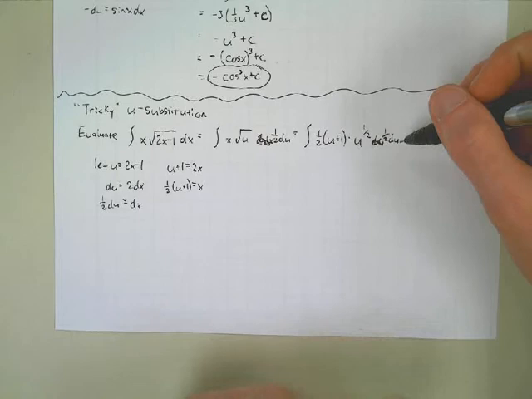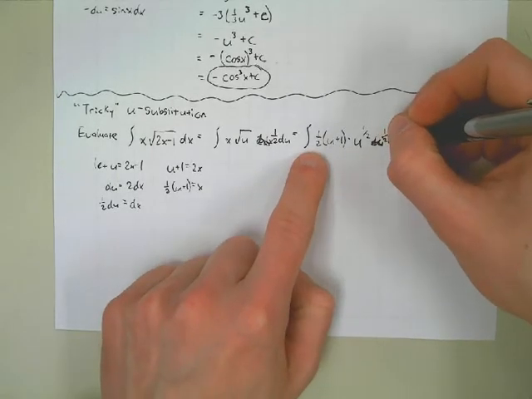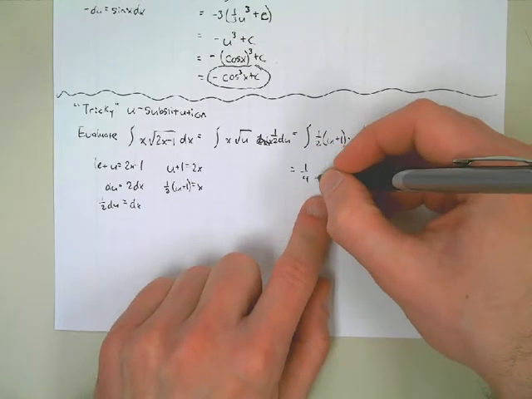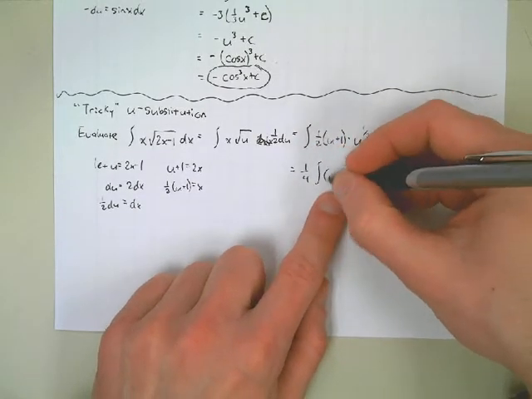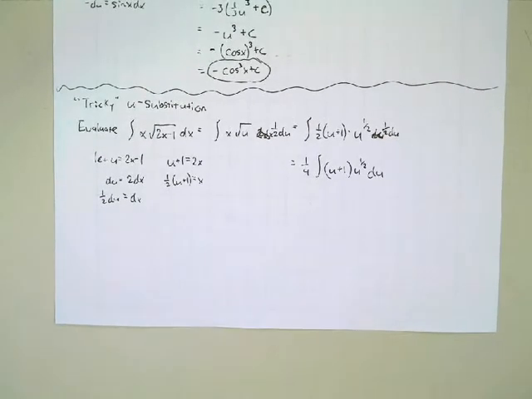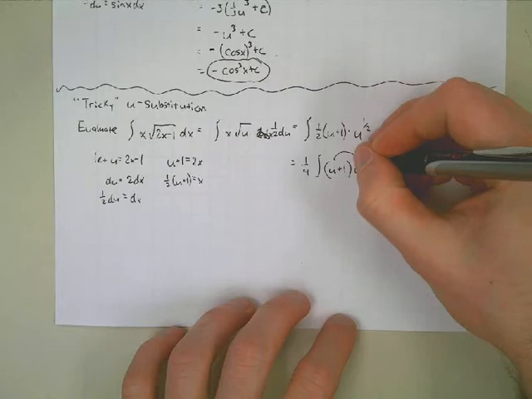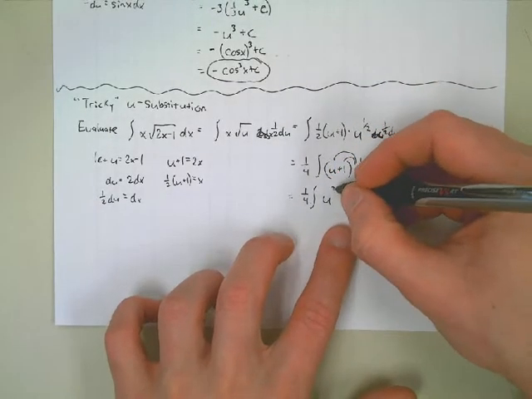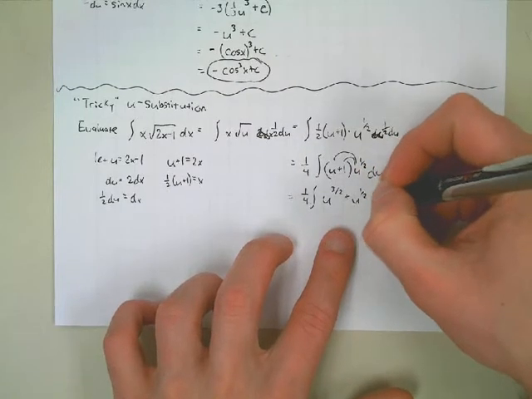Since these 1/2s are all being multiplied together, let's make that 1/4 and pull it out front since it's just a constant, or coefficient. That leaves u plus 1 times u to the 1/2 du. Now what do we do? Yes, we have to distribute. We can't integrate a product. So it becomes u to the 3/2 plus u to the 1/2 du.